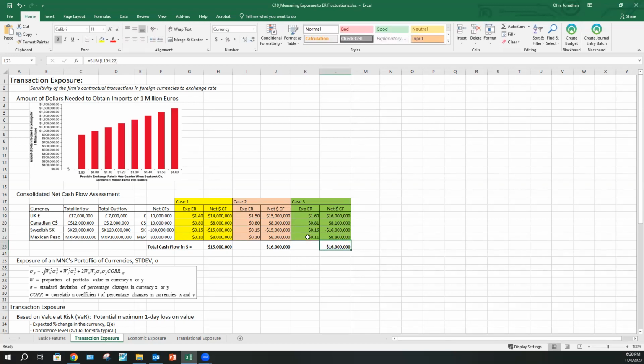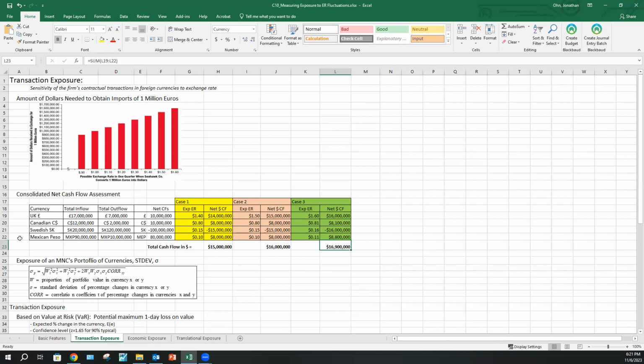Now look at this one. Under the projected exchange rate for case 3, we have $16.9 million. See, this is also a quite significant difference. We just did this scenario sensitivity analysis for 3 different scenarios, and the net result is quite significant. So a multinational corporation has to pay attention to this.